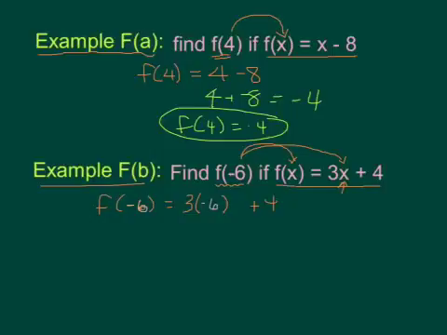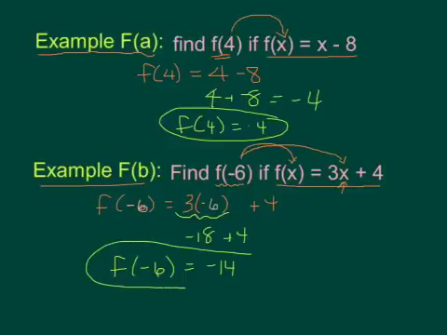Now we just follow the order of operations, and we're going to do the multiplication first. 3 times -6 is -18. And -18 plus a +4 is -14. So if we input a -6 into this equation, our output is -14. That's the domain and the range.